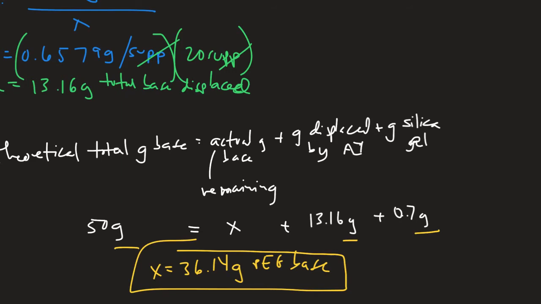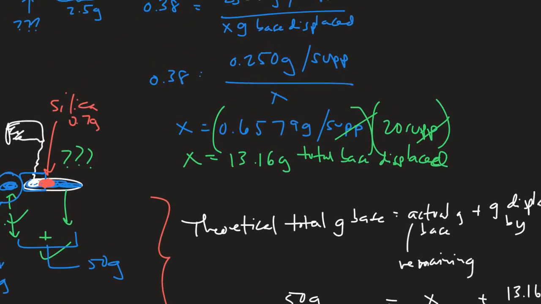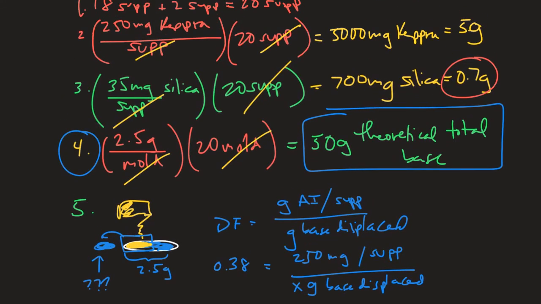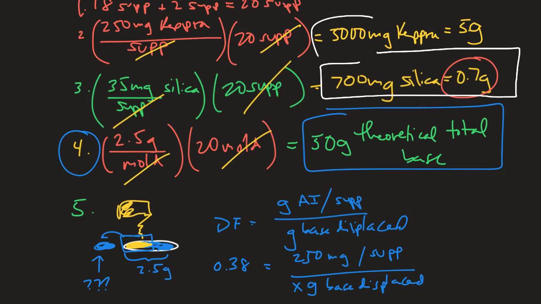Let's see. So we know we need 36.14 grams of base. We know we needed 0.7 grams of silica. And we know we needed 5 grams of Kepra. So that answered the question. So now what do we do if we're not given the density factor?